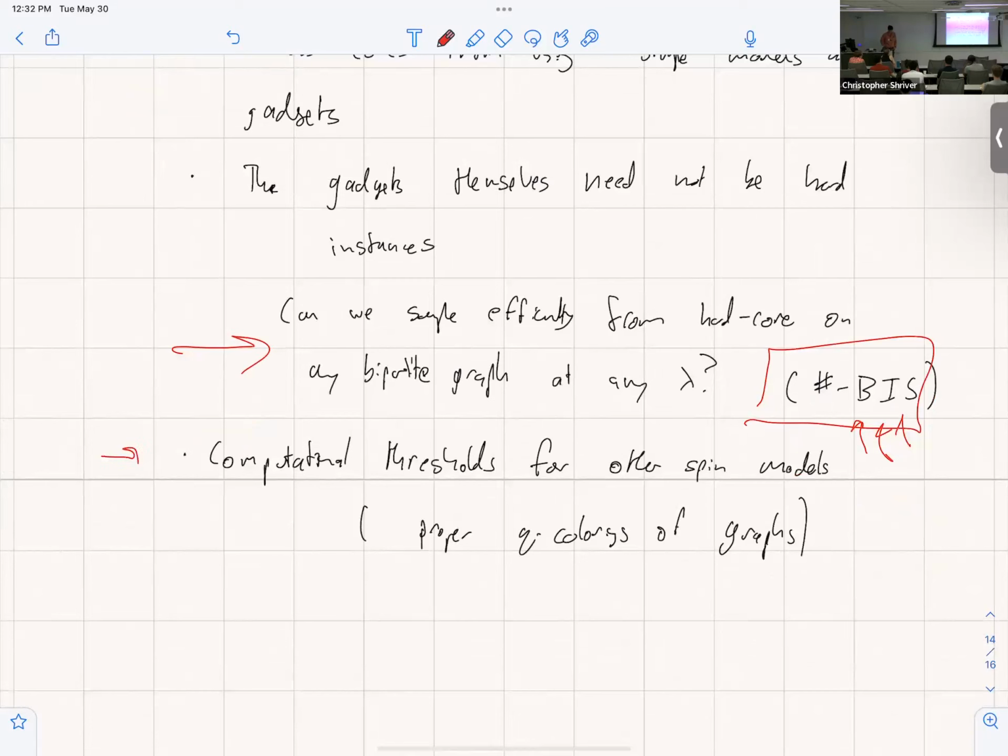I'll also say that these computational thresholds can be very hard to identify. So for a very natural model, just a uniform proper Q coloring of a graph, let's say a max degree delta graph, we still don't know what the computational threshold of this model is.